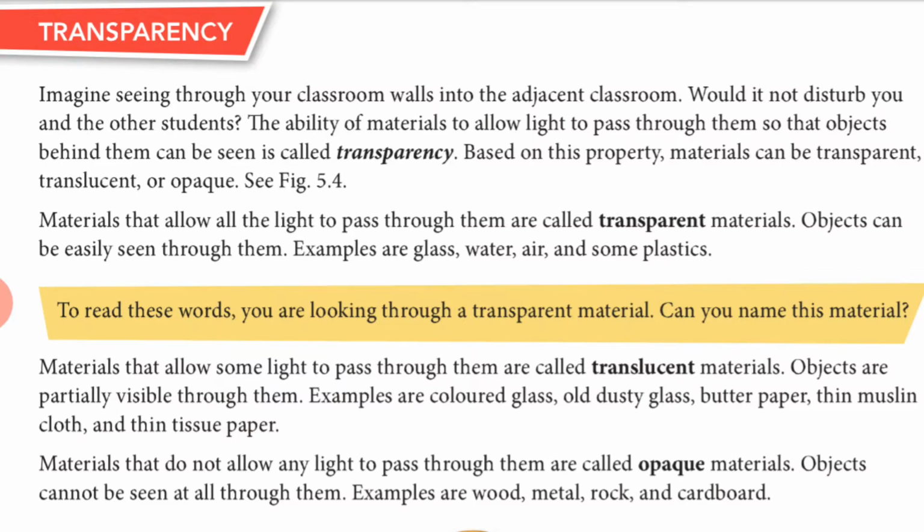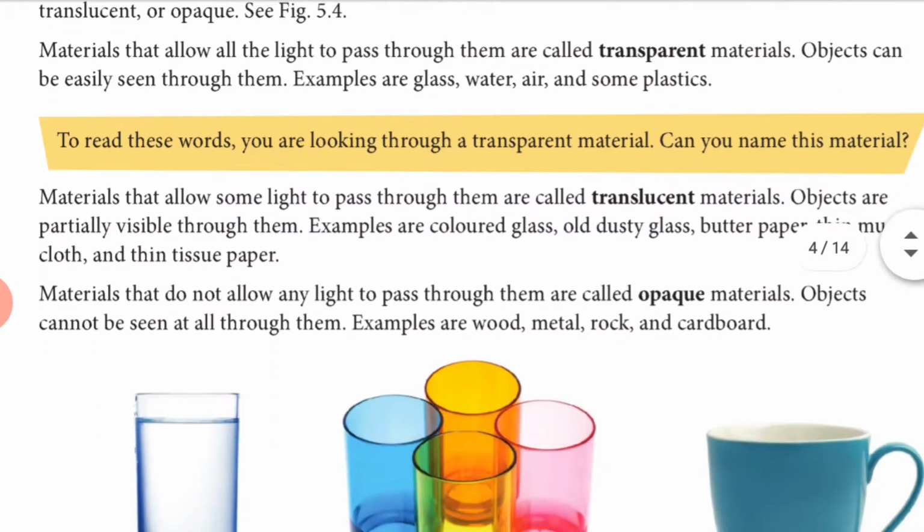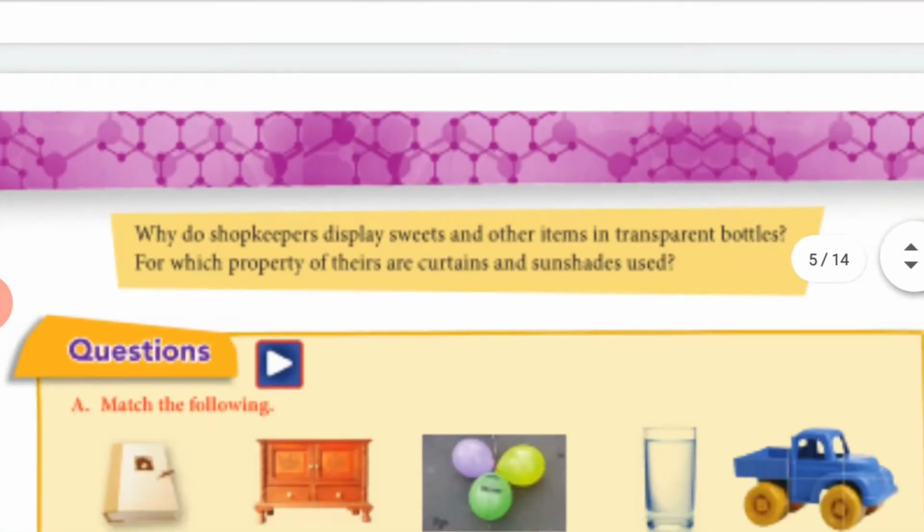Now, opaque material is one which does not allow any amount of light to pass through it. It is called opaque. Right, rock, metal, cardboard, wood, these are all called opaque materials.